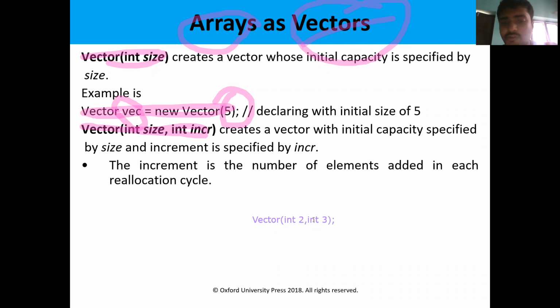That means 2 into 3, 6. After filling the two spaces, again three spaces are incremented. After filling that, again three spaces are incremented. Likewise, the memory is adjusted. So this is the specialty of these vectors. The main difference is that in arrays, the memory is not dynamically given, while in vectors, the memory is dynamically given. If we don't give the values, the memory is automatically adjusted.